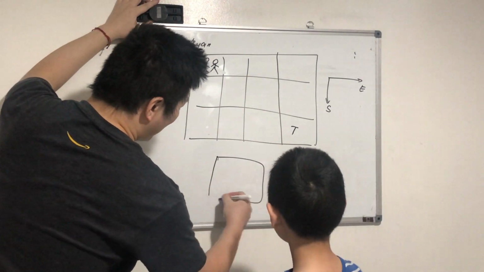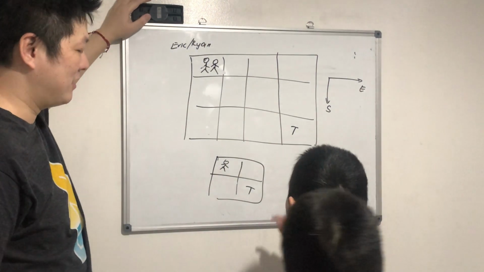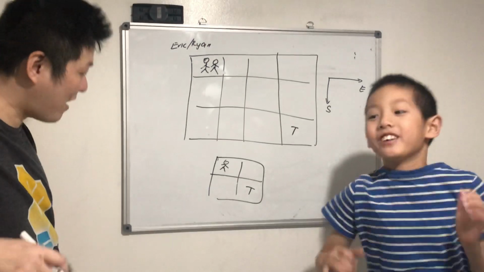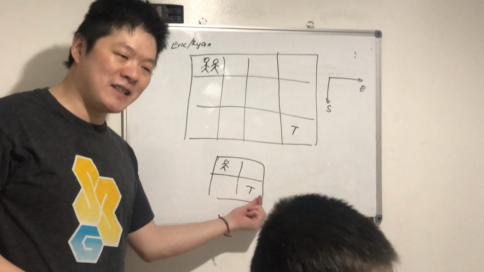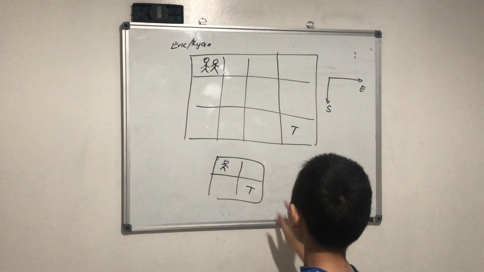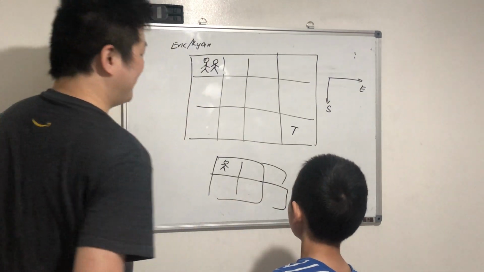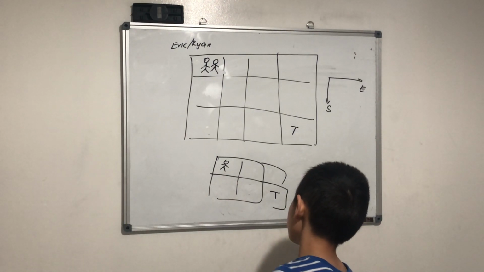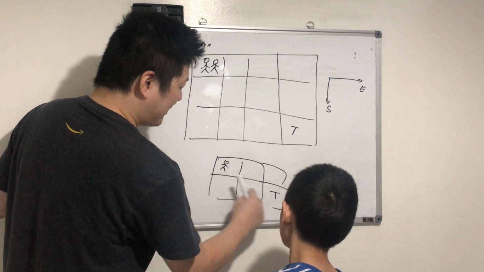This is a bit complicated. How about this? Just 2 squares. You're here, and you want to go to here. How many ways? 2. This one is easy. And how about if I put another one here? You want to go to the bottom right corner. How many ways? 1, 2, 3. Yes, 3.